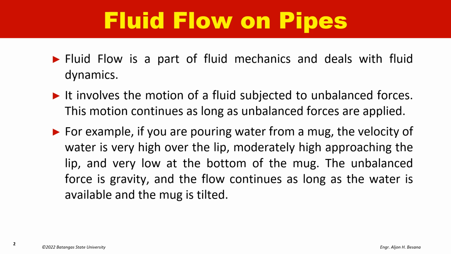For example, if you are pouring water from a mug, the velocity of the water is very high over the lip, moderately high approaching the lip, and very low at the bottom of the mug. The unbalanced force is gravity, and the flow continues as long as there is water in the mug and the mug is tilted. For example, we have a mug.